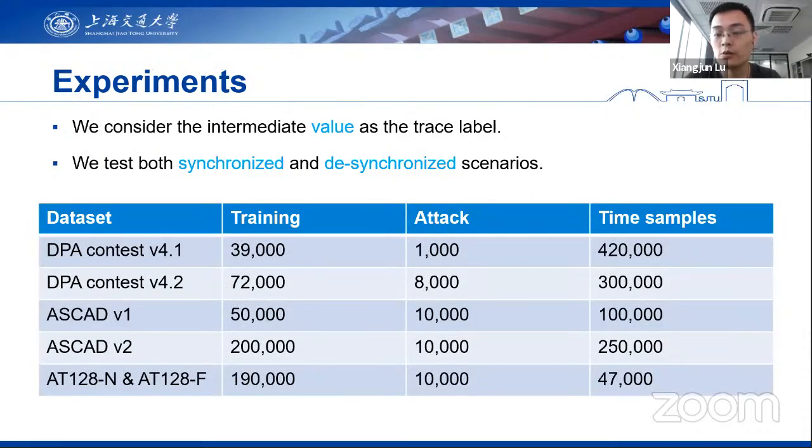So what do we get through our new architecture? Here is some basic information about our experiments. Basically, we use the identity label and we consider both synchronized and desynchronized scenarios. Below are the datasets we used, and you can see in the fourth column that we can use over 400,000 time samples directly.